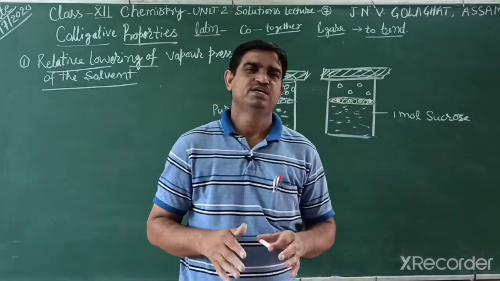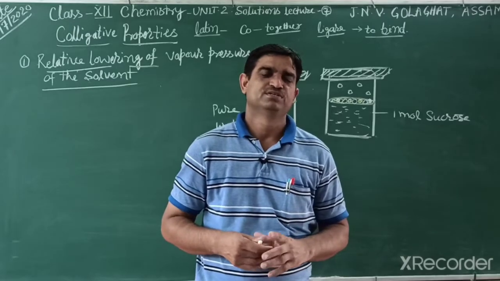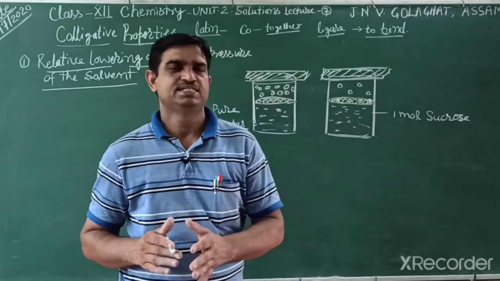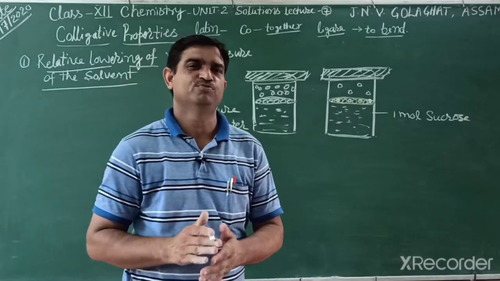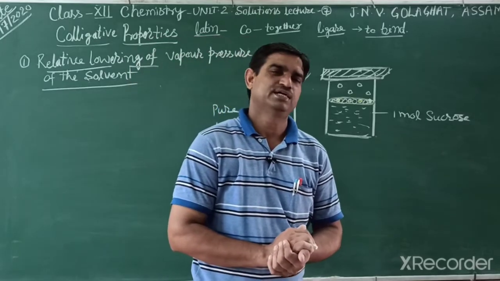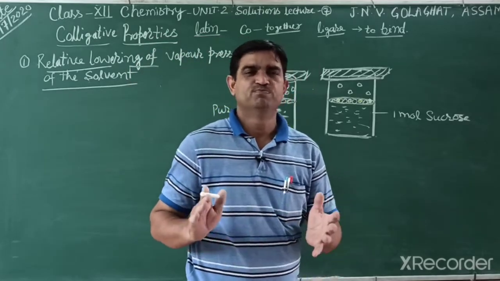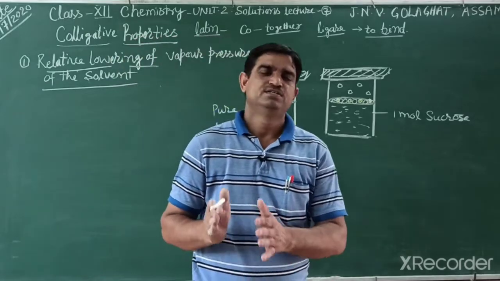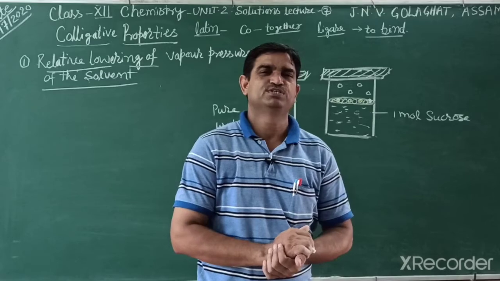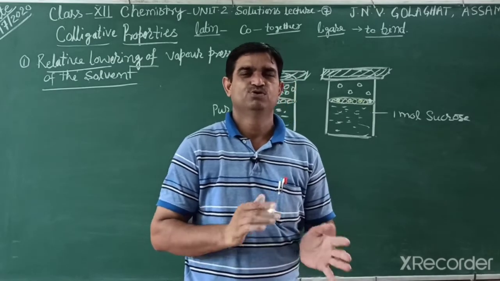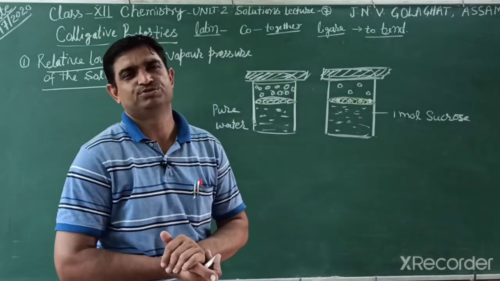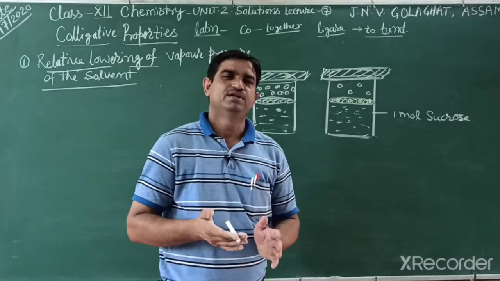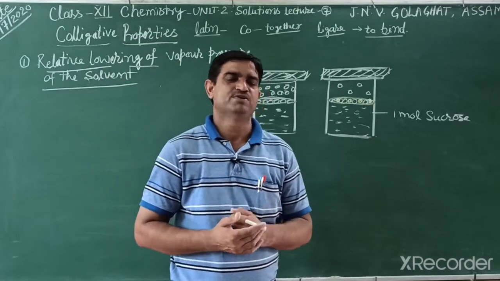In our syllabus we have four colligative properties. First one is relative lowering of vapor pressure of the solvent. Second one, elevation of boiling point of the solvent. Third one, depression of freezing point of the solvent. Fourth one, osmotic pressure of the solution. Students, we will study in detail one by one.